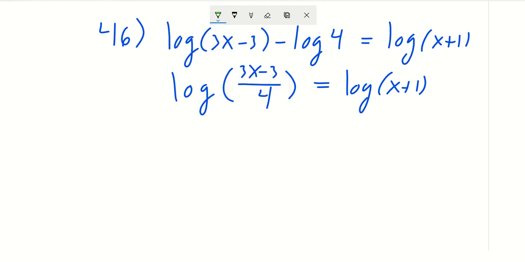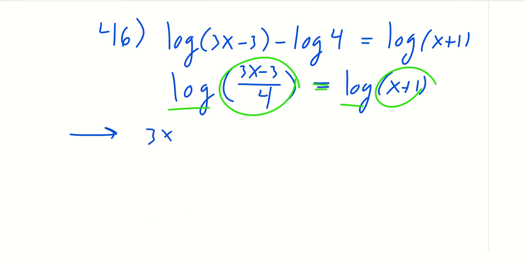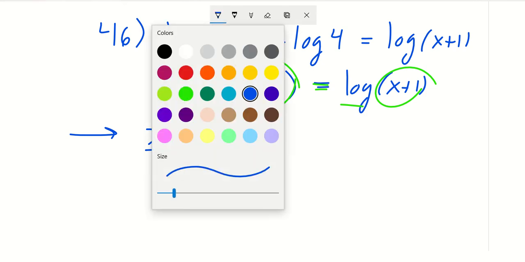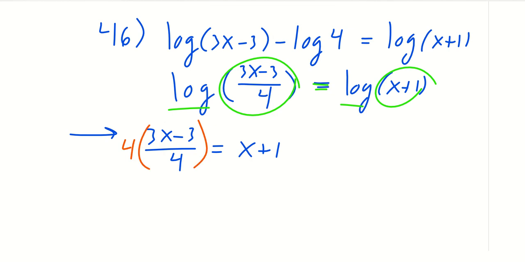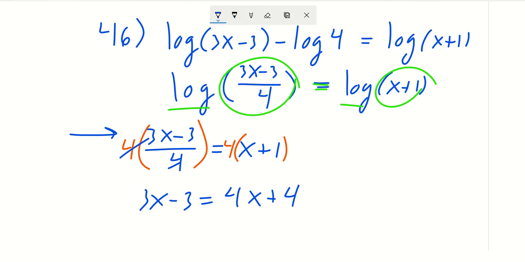From here, because log is one-to-one, if we have log base 10 on both sides and the values are equal, then that implies that the inside values have to be equal. So we're able to go ahead and set 3x minus 3 over 4 equal to x plus 1. We can solve this equation by eliminating the fractions first of all. Let's multiply both sides by 4. We would get 3x minus 3 equals 4x plus 4.